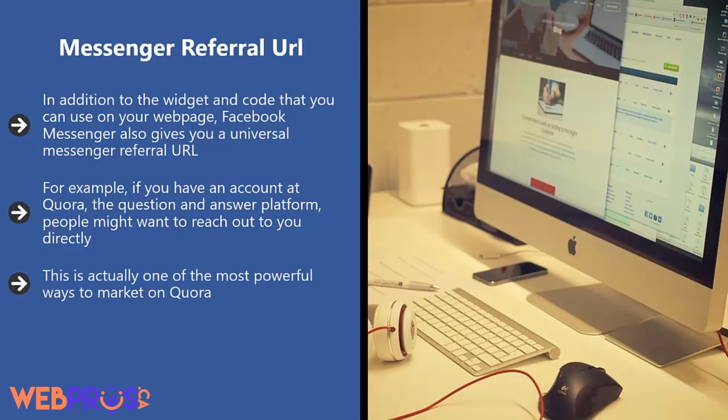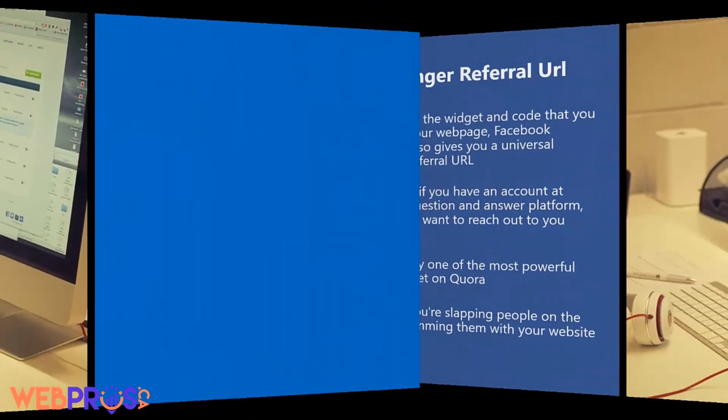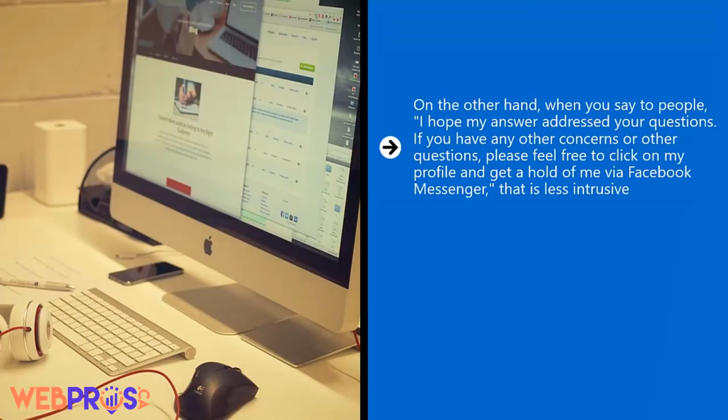This is actually one of the most powerful ways to market on Quora. You're doing it in a non-intrusive way. It's not like you're slapping people on the face and spamming them with your website URL. And if you keep doing that, you probably will get banned. On the other hand, when you say to people, I hope my answer addressed your questions.